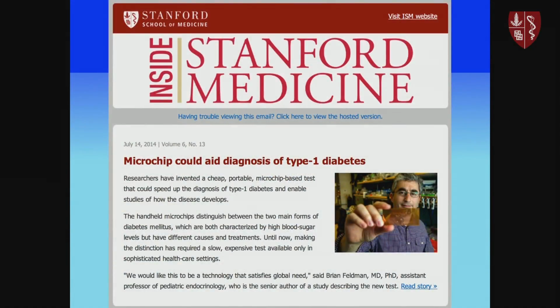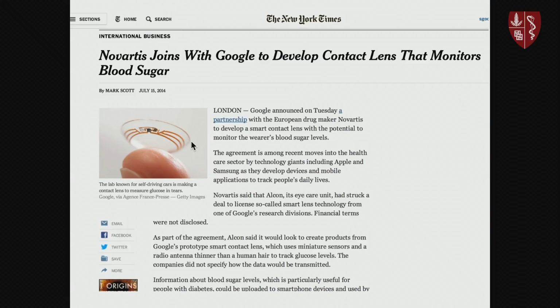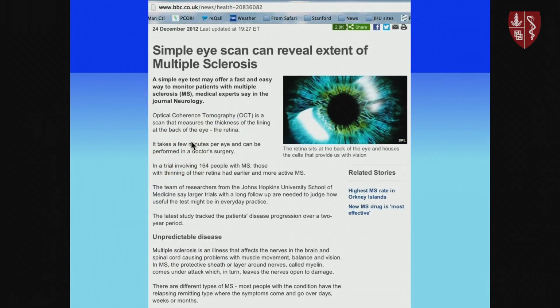But this is what we get, and when we open up the Stanford publications: microchip could aid diagnosis of type 1 diabetes. And I didn't pick this out because it necessarily doesn't work. I'm just showing you an example. Here's another. Novartis joins with Google to develop a contact lens that monitors blood sugar. I see you nodding there. I don't know how far this is going or has gone or if it's been abandoned, but you see this all the time. Here's another thing from the news: simple eye scan can reveal extent of multiple sclerosis. I'll show you a little bit more background on this particular story in a minute.